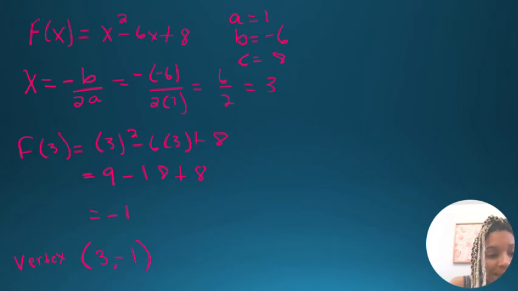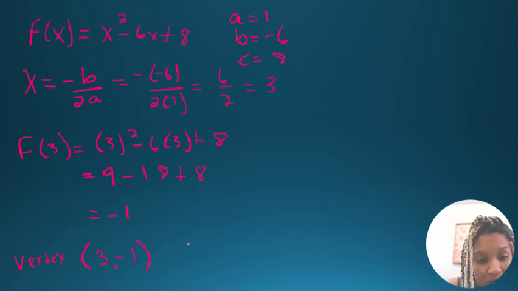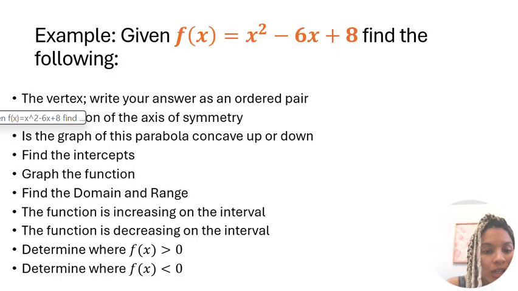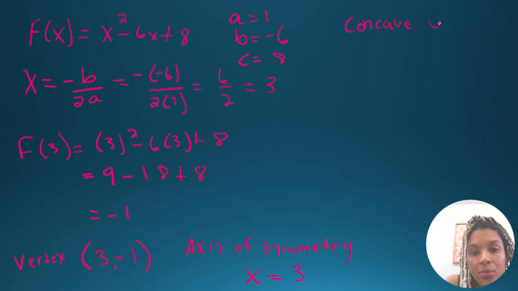So this is the vertex. And then the next question is, what is the axis of symmetry? The axis of symmetry is the x value of the vertex. So that is x equals 3. That is the axis of symmetry. And then let's see what is the next question. Is the parabola concave up or concave down? Based on the a, which is a positive number, the parabola is concave up.